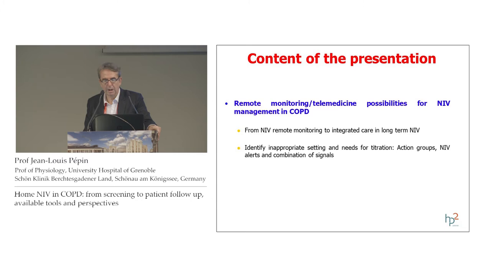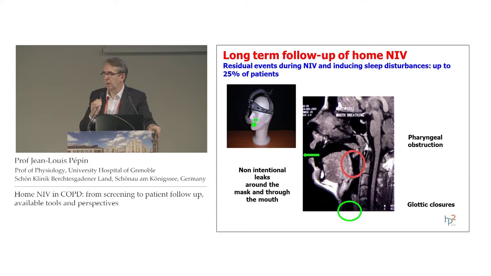This is the work of my colleague from Dijon. He was in the audience previously. And he did demonstrate that up to 25% of patients continue to exhibit some abnormalities under NIV. You have a lot of non-intentional leaks. You can get persistent pharyngeal obstruction or glottic closures.